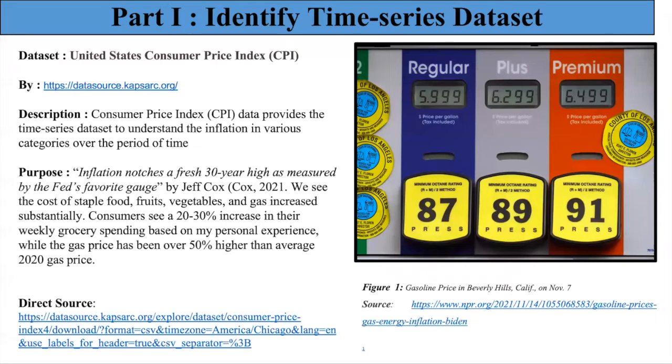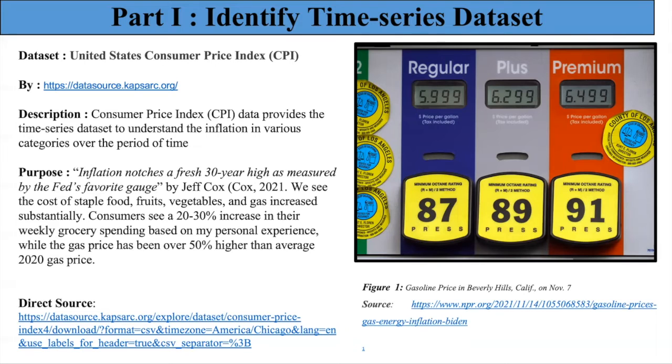In part one, our objective was to identify a similar time series data set, like stock prices. As we are in the middle of heavy inflation across all the categories, I thought to identify a CPI, the Consumer Price Index dataset, which is publicly available on this website called datasource.capsarc.org, and provided the direct source of the link.